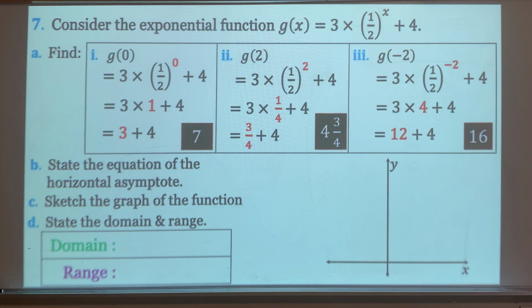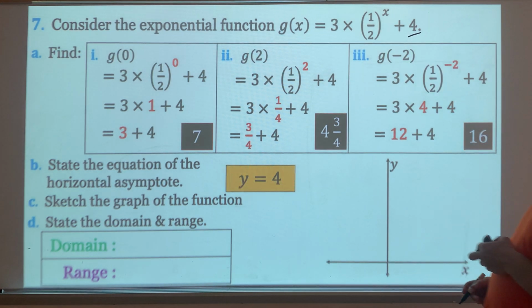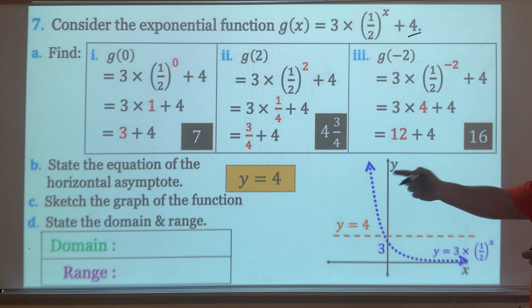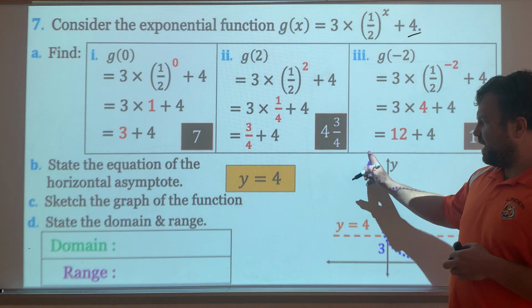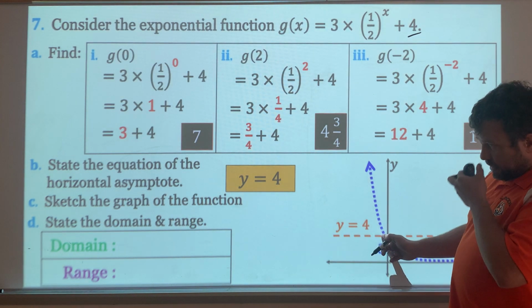All right, sketch the graph. What's the horizontal asymptote? Right there. So y equals 4. Sketch the graph. I'm going to put the original graph, 3 times 1/2 to the x, looks kind of like this. What we could do with this, we know y equals 4. And you don't have to put the blue. That's just to guide you through. y equals 4 is my horizontal asymptote.